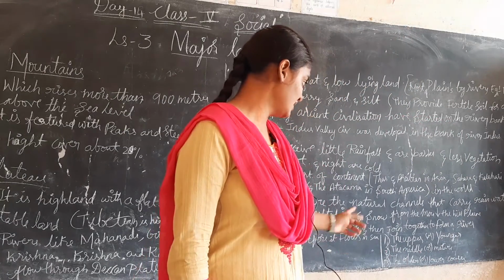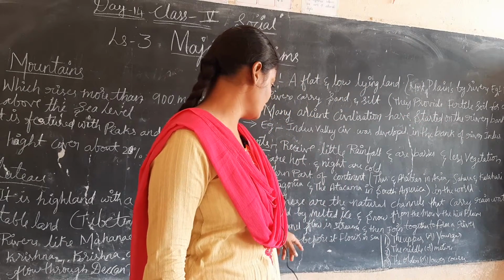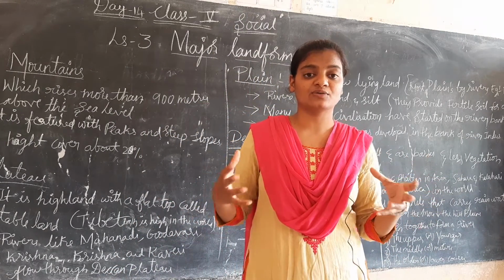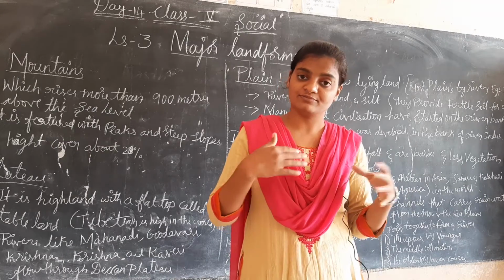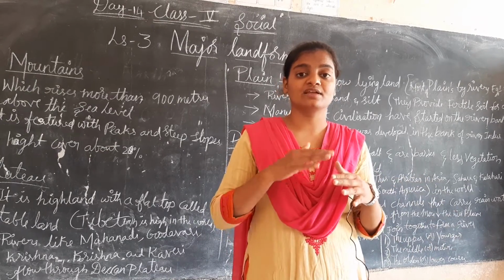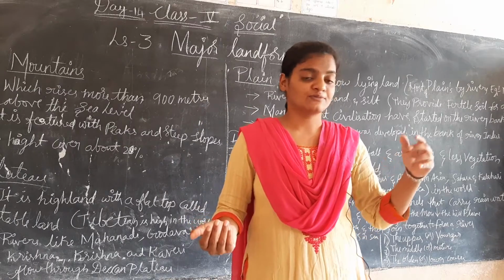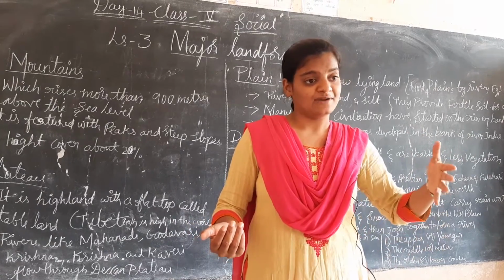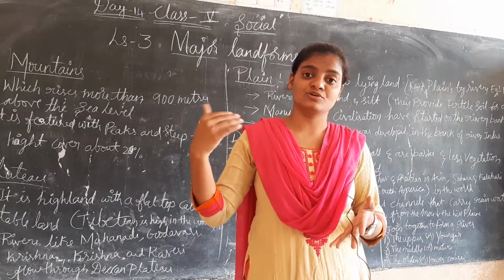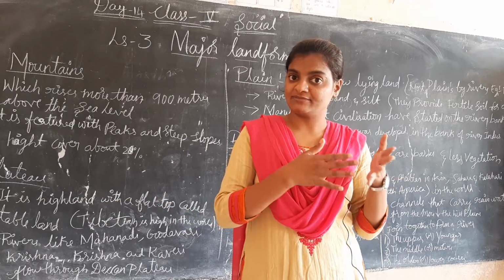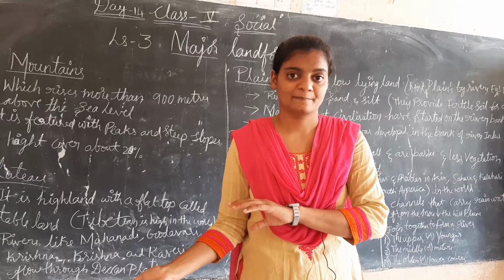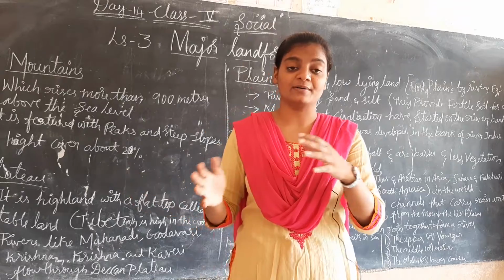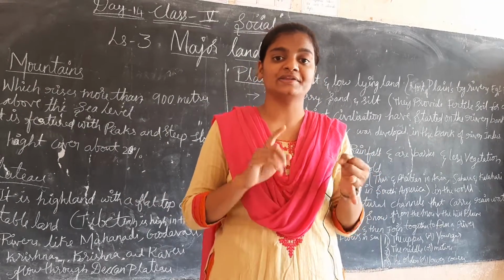Next, the 3 stages before it flows into a sea. Where is this river water going to go at last? It goes to the seas. It flows from mountains to the plateaus, plateaus to the plains, and from plains at last the river water moves to the seas. Before going to the sea, there are 3 stages.